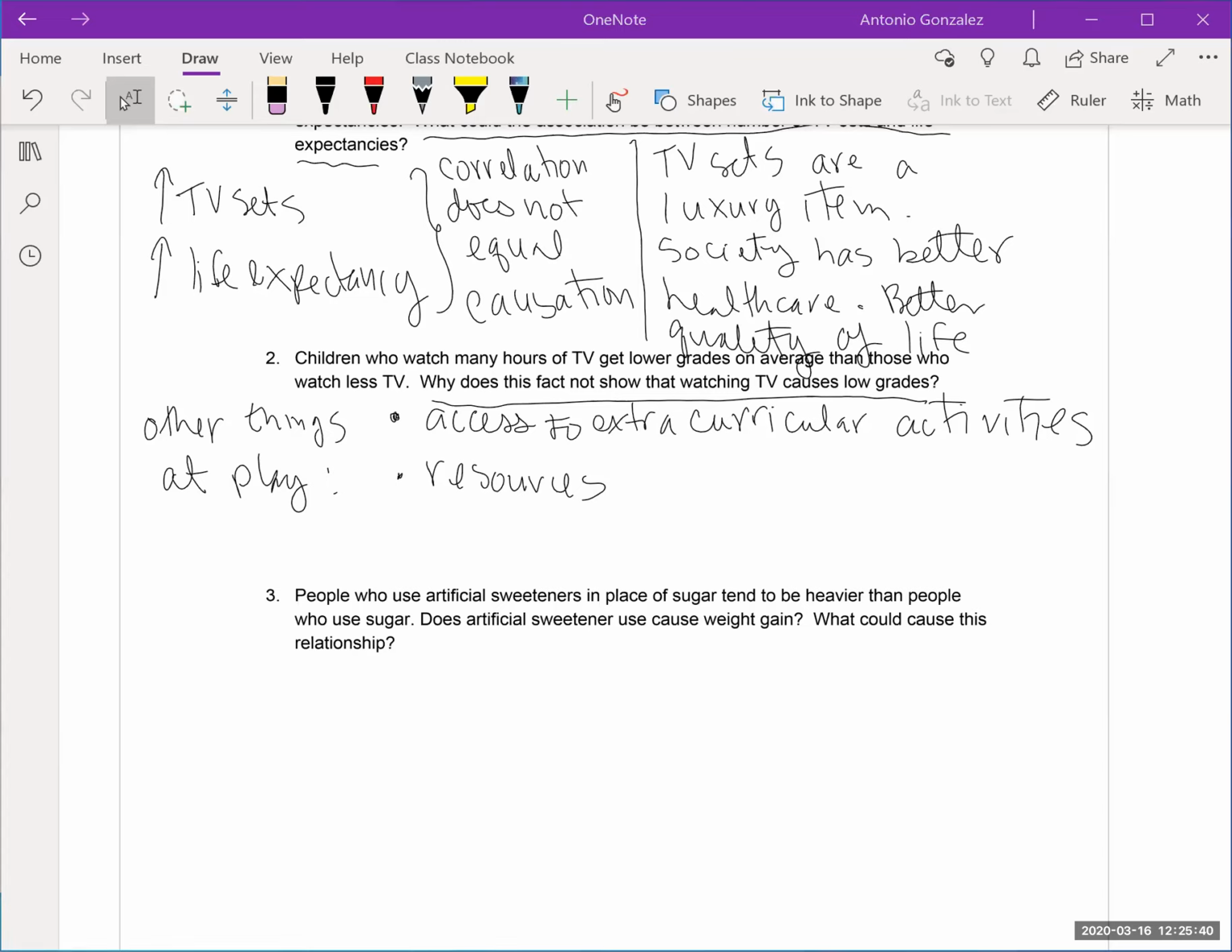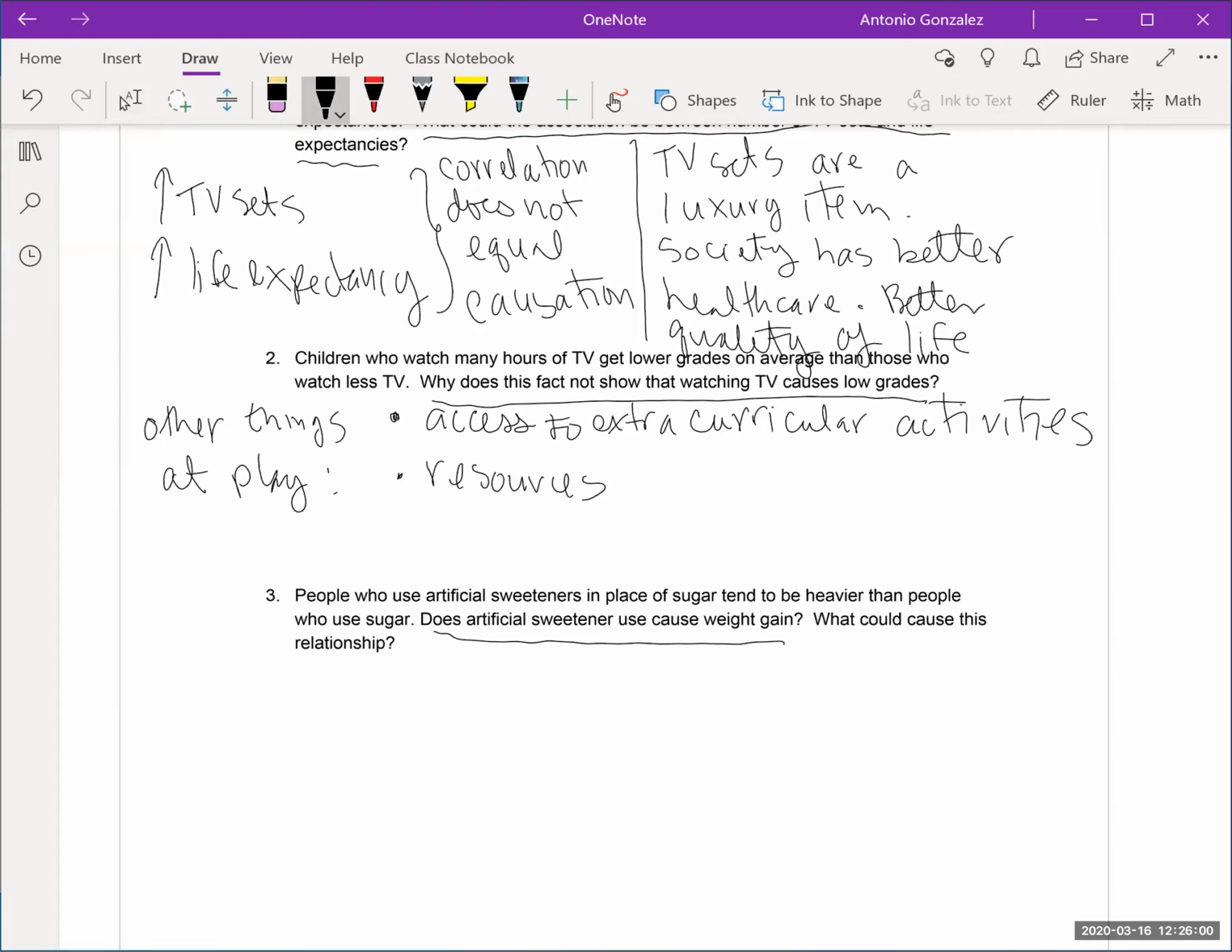Okay. So now let's look at the third one. All right. So the third one says people who use artificial sweeteners in place of sugar tend to weigh more than people who use sugar. So now here, does artificial sweetener use cause weight gain? What could cause this relationship?